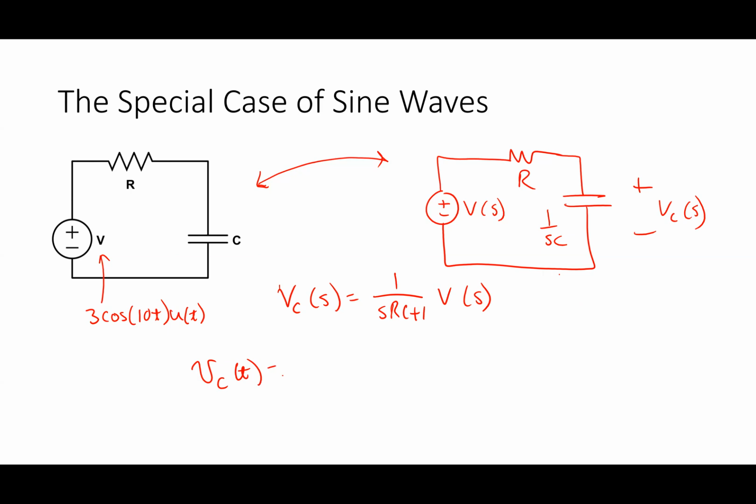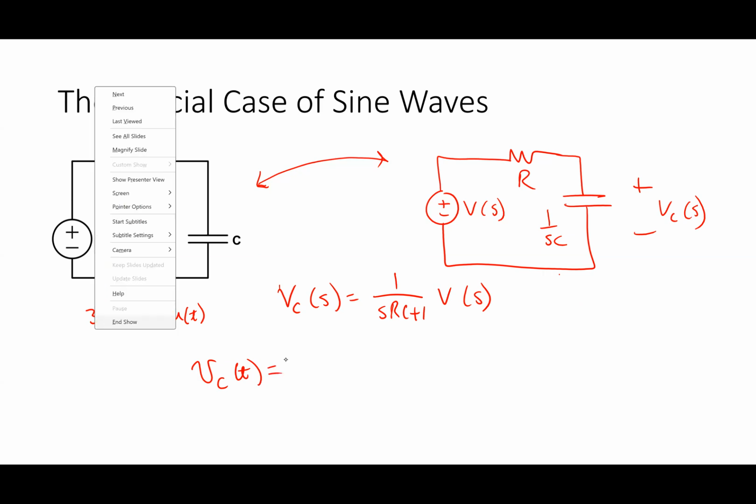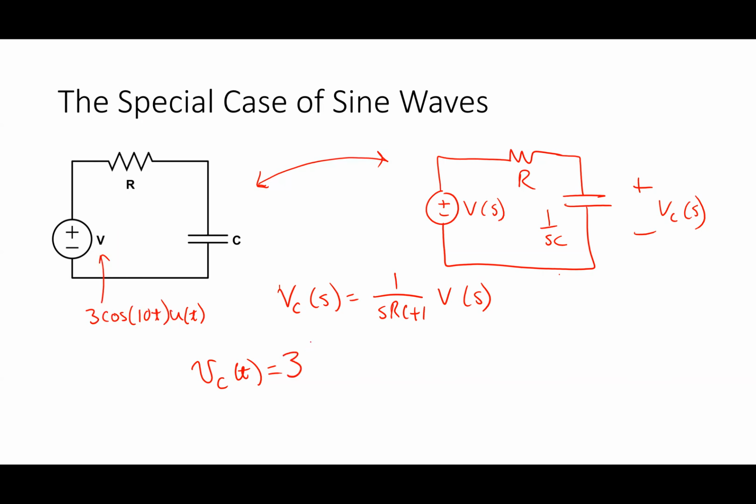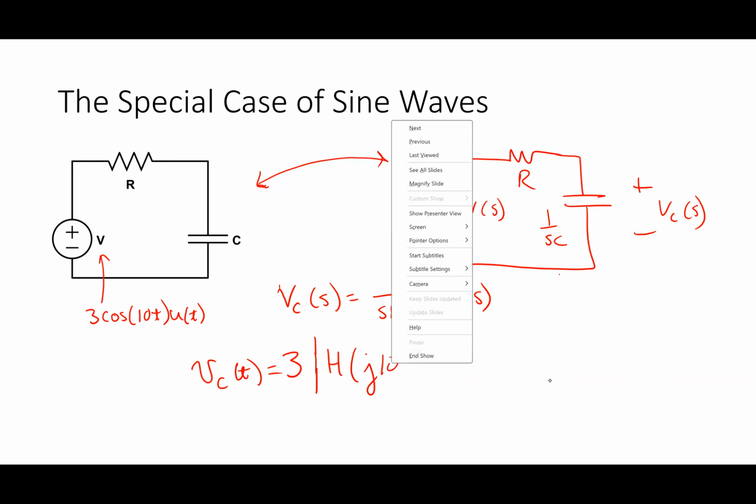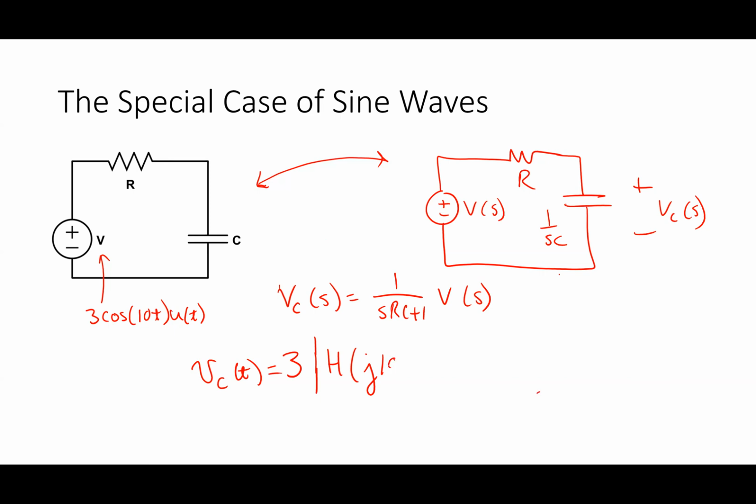So it tells me that essentially, if I'm interested only in the steady state result, V sub C of t would be equal to the amplitude of the input, 3, times the magnitude of the transfer function, H of j omega. So in this case, H of j10, times cosine of 10t plus the angle of H of j10.